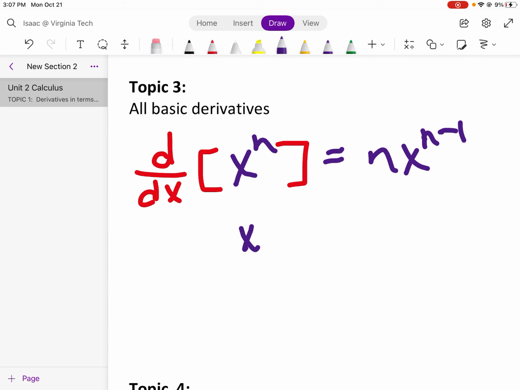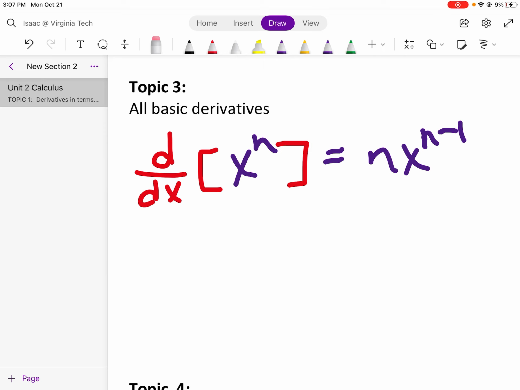Well, let's go back to that x squared that we did earlier. How come it's 2x? Well, you just put the exponent beside it. So we have 2x, and then you do the exponent minus 1. So we have 2 minus 1, which is just 1, or just nothing there. So that's why it's 2x.